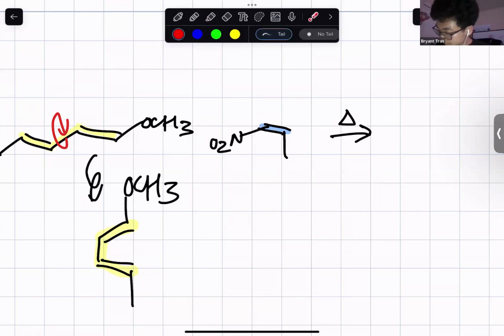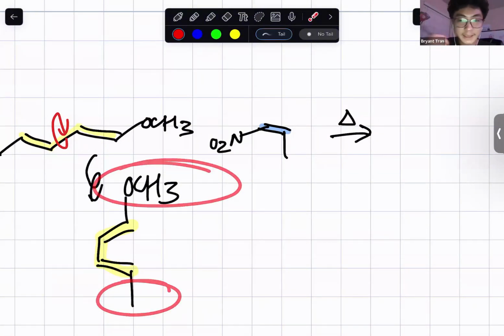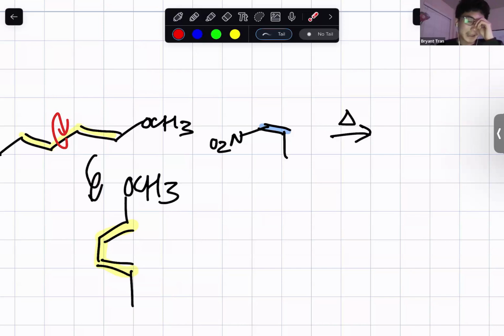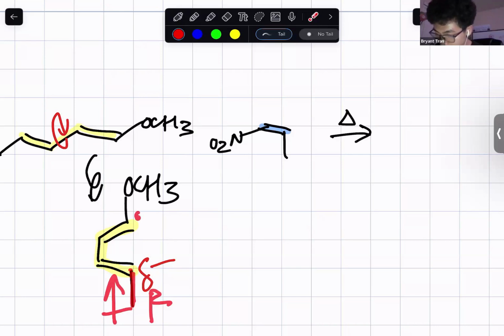Right? And now, based on this right here, we have 2 EDGs. This EDG and this EDG. Which EDG do you think is going to be the stronger one, and give us the charge that we're going to be worried about for regiochemistry? The top one, correct. Because the top one has pairs of electrons that can donate electrons directly into the system. So when we draw out the resonance structures, there's going to be a bigger negative charge on this carbon right here. This R group here is also an EDG, but it donates electrons inductively. So there's going to be a smaller negative charge here, so we're not worried about that.